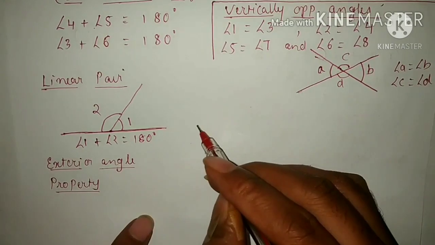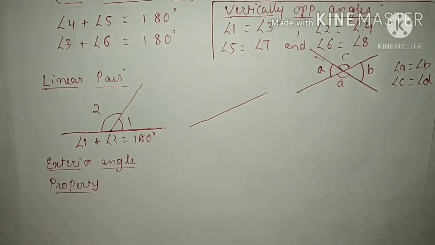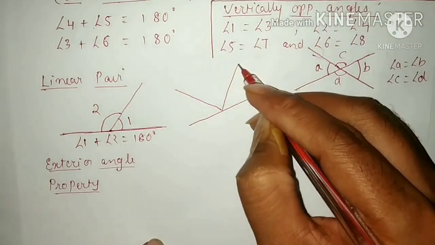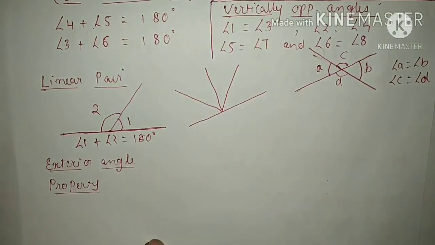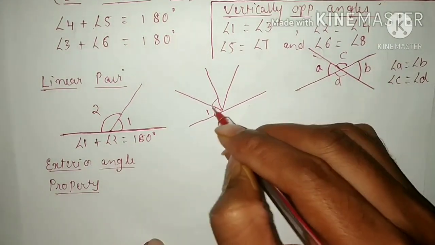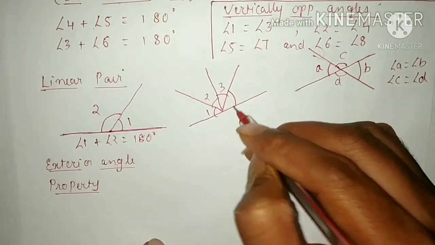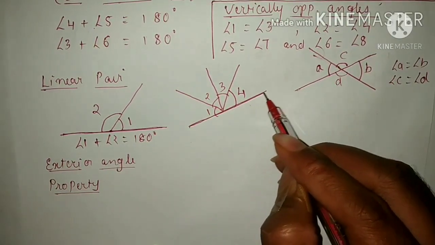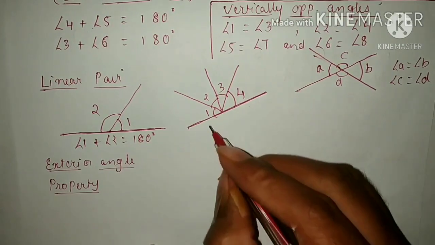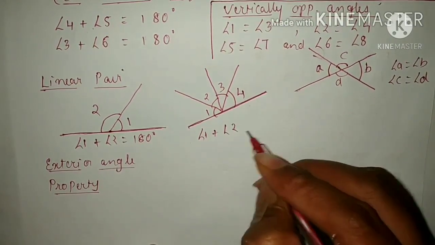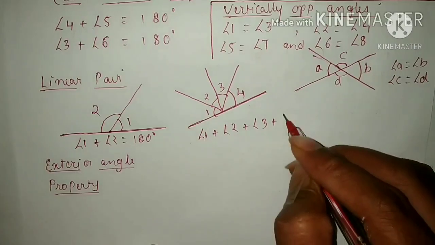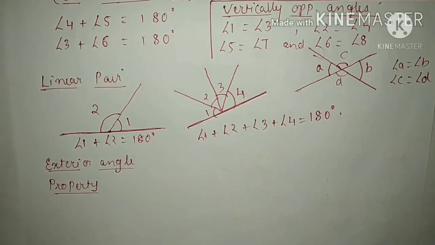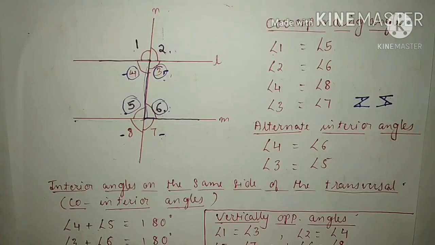Suppose a line is like this, and from this these angles are formed. So this is angle 1, this is angle 2, 3 and 4. Now this line is also a straight line. So angle 1 plus angle 2 plus angle 3 plus angle 4 will be equal to 180 degrees. This is called a linear pair.